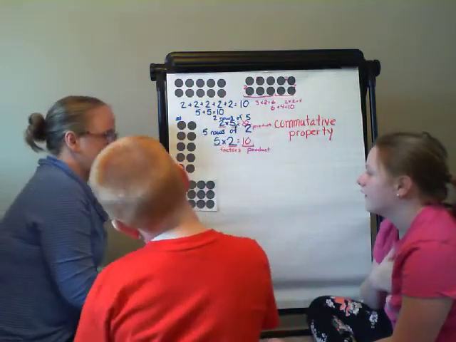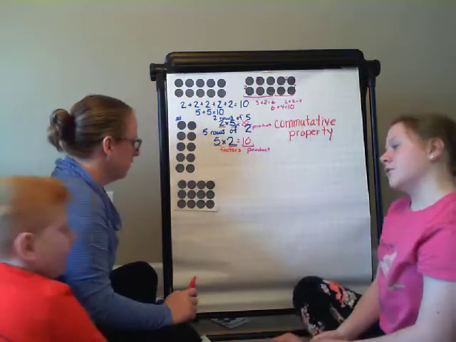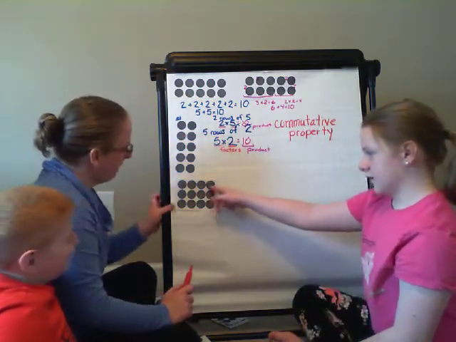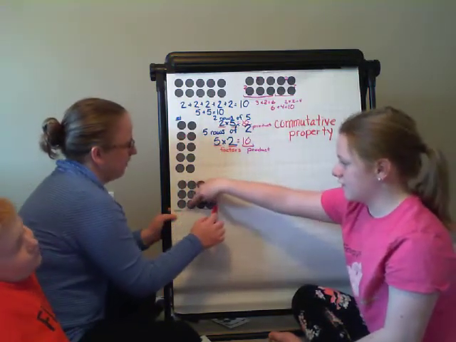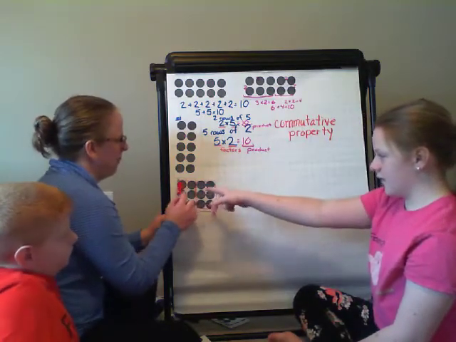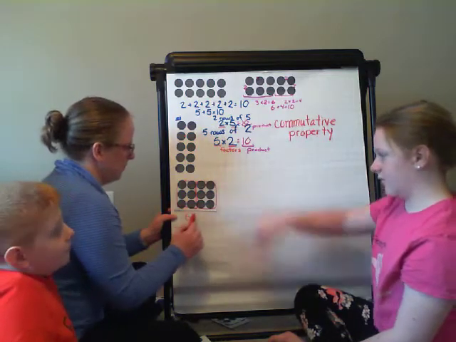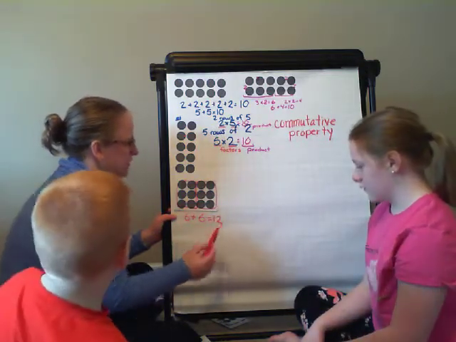Hayden, I'm going to let you share first. How did you think about it? I thought about it as 2 groups of 6. I saw 6 here and I saw another 6 here. Can you do it without touching my board? Sorry. I saw 2 sixes in total, and I knew that 6 plus 6 equals 12. So there's 12 dots in total.